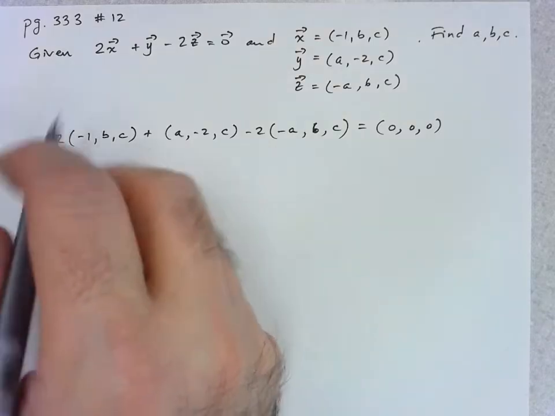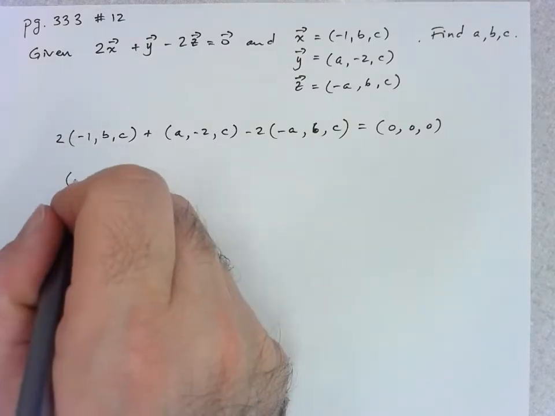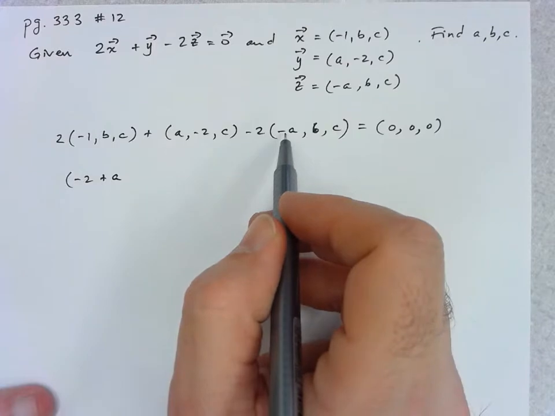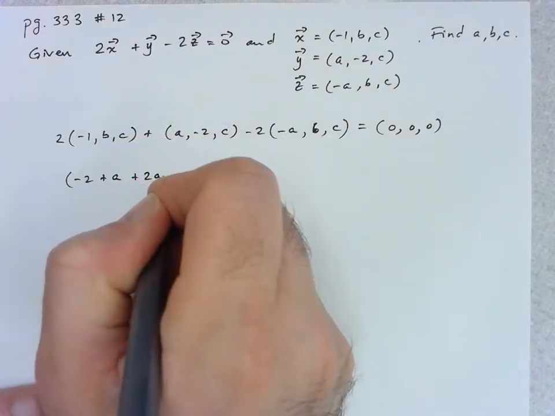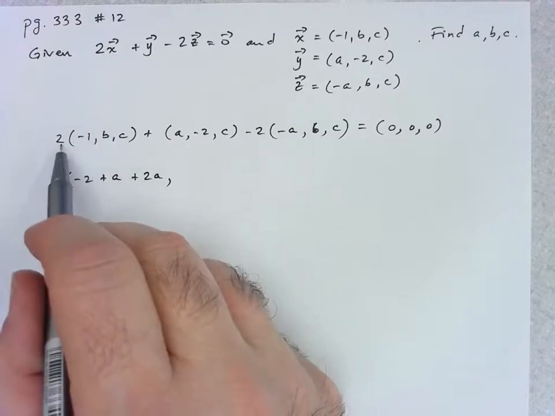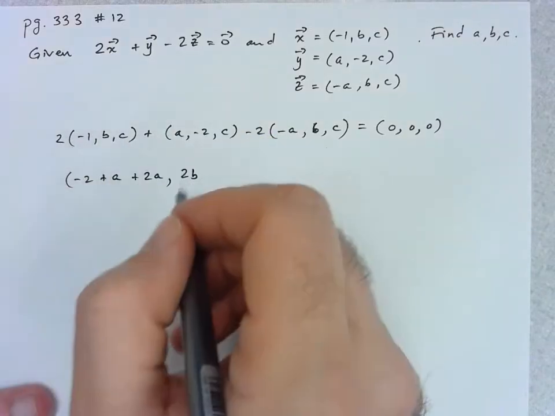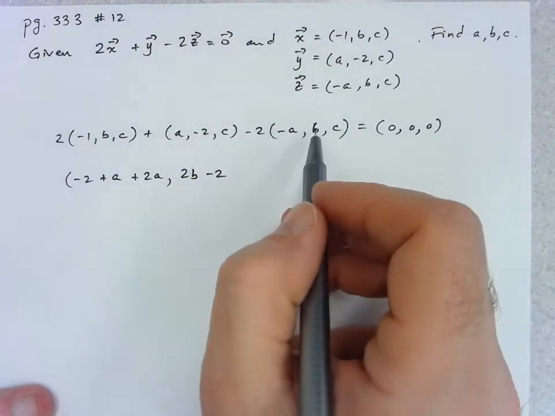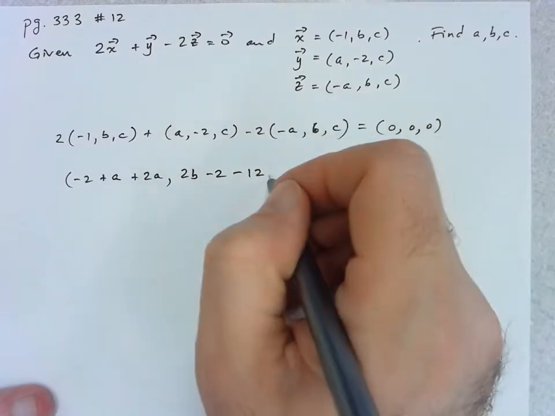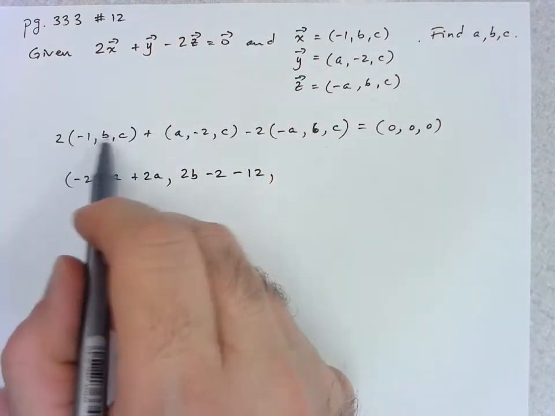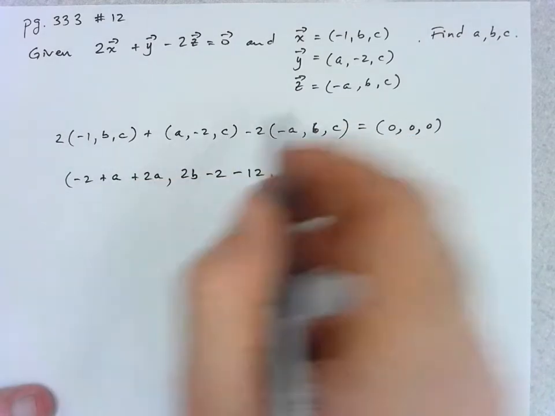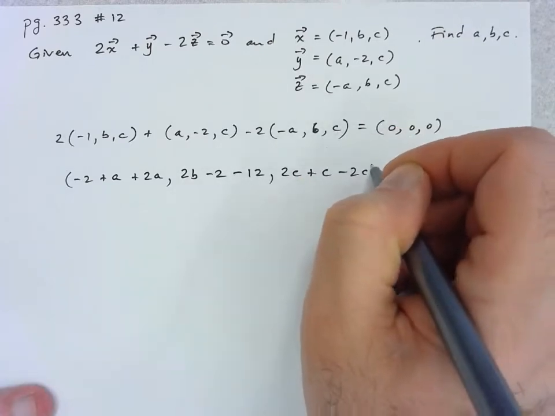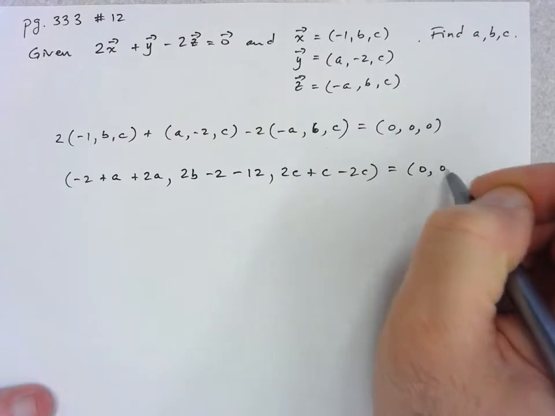So here, what do we have? In the x component, we've got negative 2, plus a, and then negative 2 times negative a is going to be plus 2a. In the y component, we've got 2b. Here I'm skipping a few steps. Minus 2, and then minus 2 times 6, so minus 12. And then in the z component, we've got 2c, plus c, and here minus 2c. And all that is equal to 0, 0, 0.